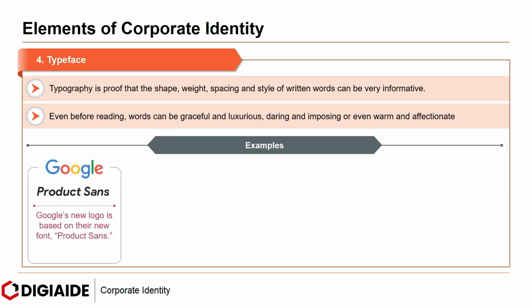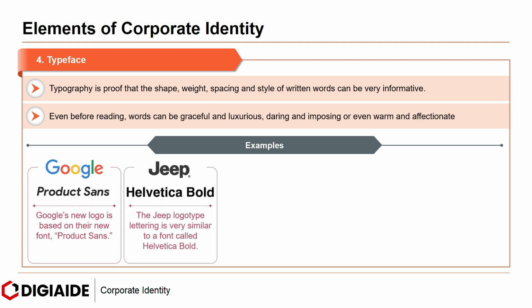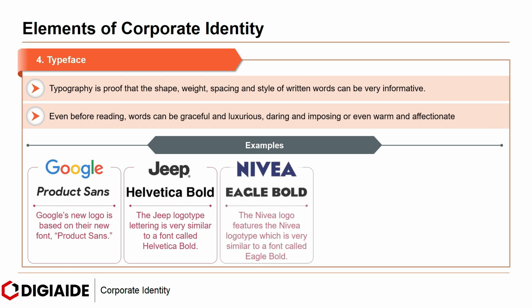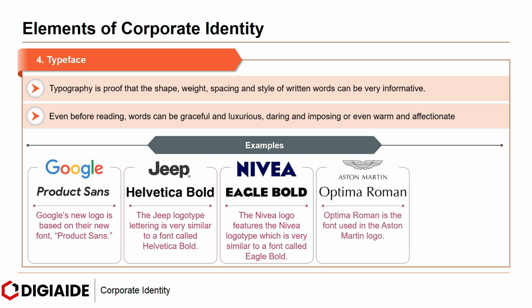Examples: first, Google. Google's new logo is based on a new font that is Product Sans. Then comes Jeep. The Jeep logotype lettering is very similar to a font called Helvetica Bold, and the font is a commercial one. Next is Nivea. The Nivea logo features the Nivea logotype, which is very similar to a font called Eagle Bold. Then comes Aston Martin.